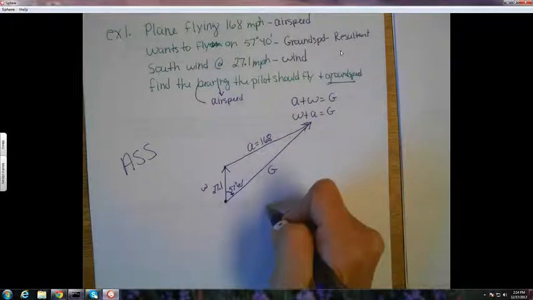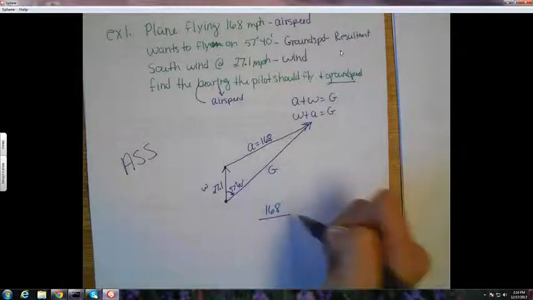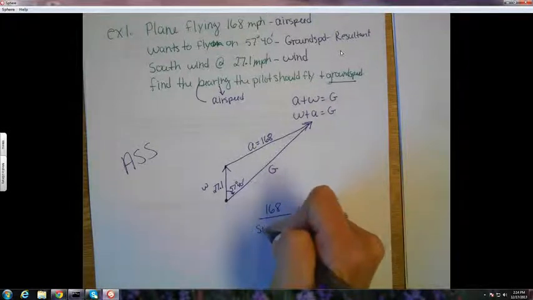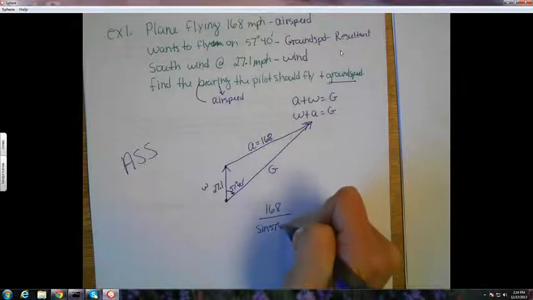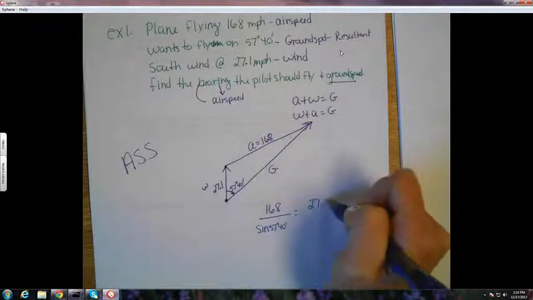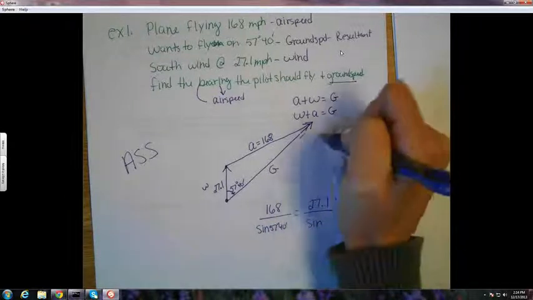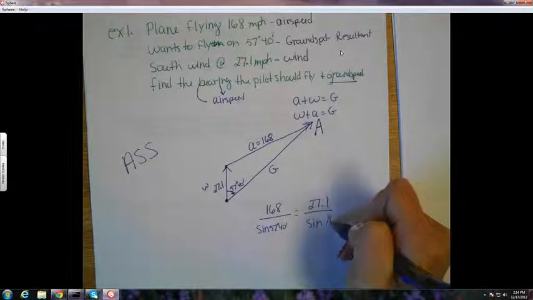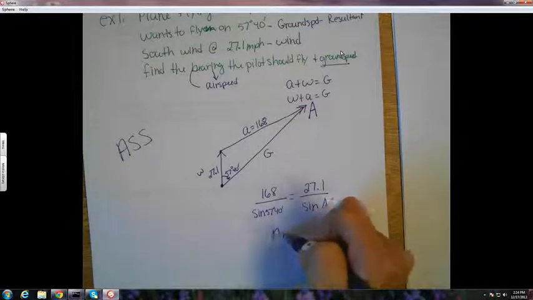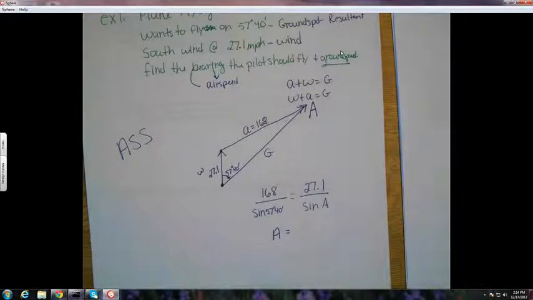168 over sine of 57.40. Over sine of, we need a letter down there. Let's put an A down there. So go ahead and tell me what angle A is. Do your cross multiplying, dividing, inverse sine. Once we've got angle A, we'll grab a program and solve the rest of the triangle. This is definitely more of an extra credit style problem. We have to do extra work by hand.